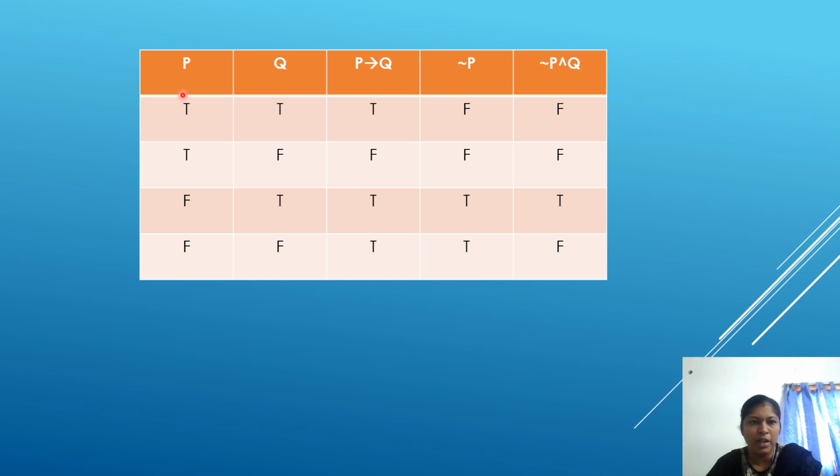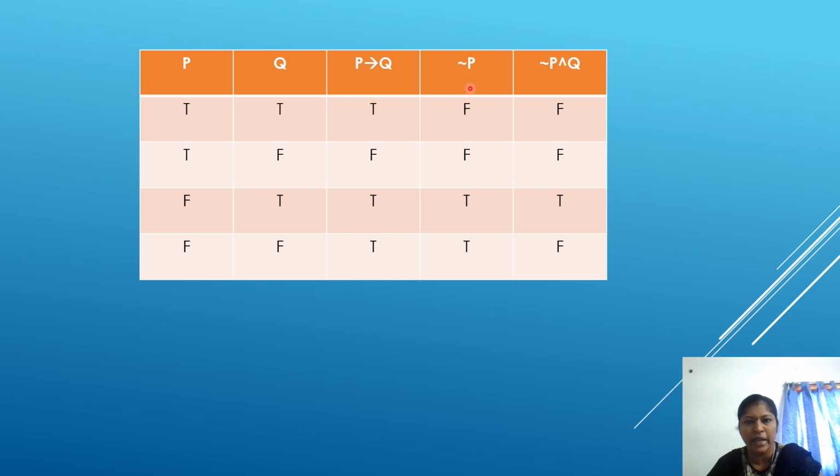By the truth table, you can observe that here the P statement is true, true, false, false, and the Q statement is true, false, true, false. P implies Q means the first statement should be true and the second statement should be false, then the result will be false. The remaining statements are true. The negation of P is negation P. Here true means we take false, and here true means we take false. Here false means you have to take true, and here false means you have to take true.